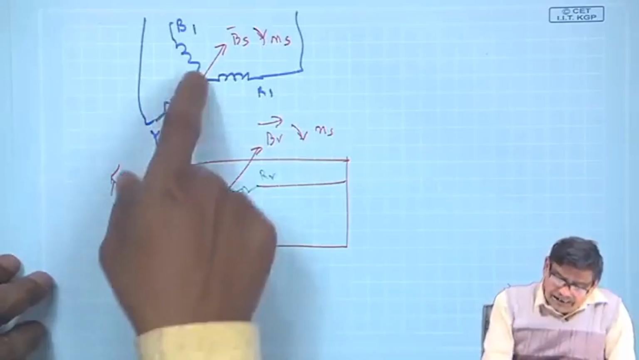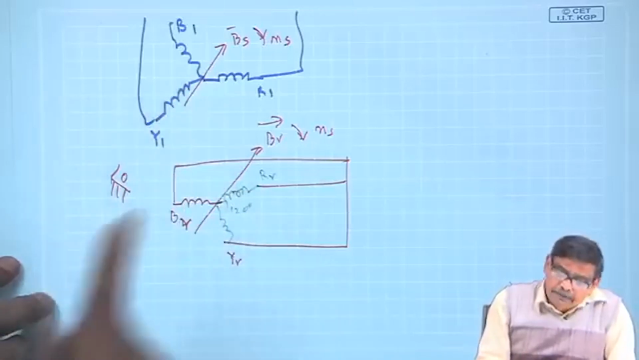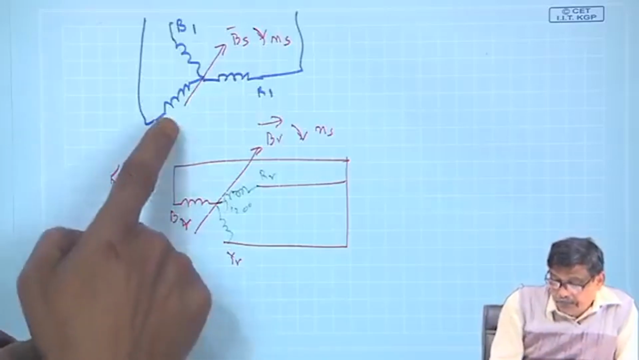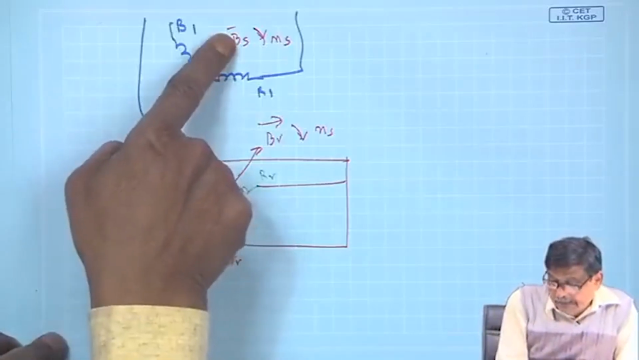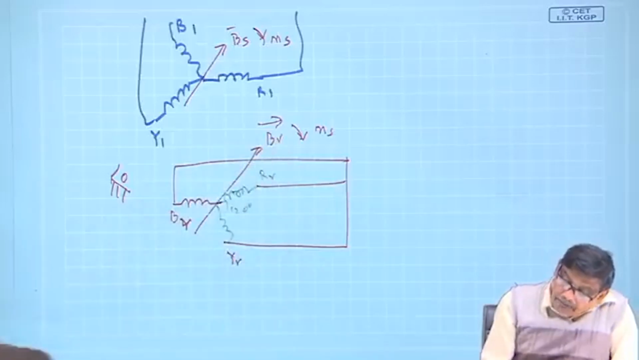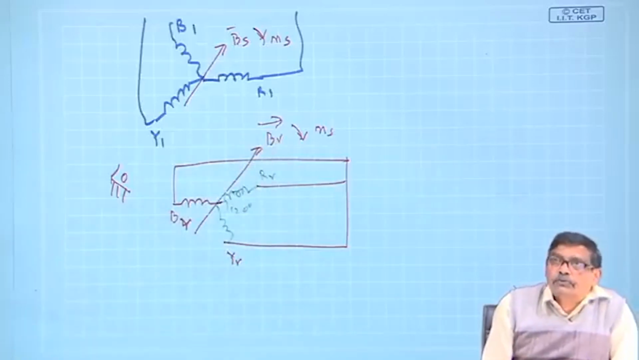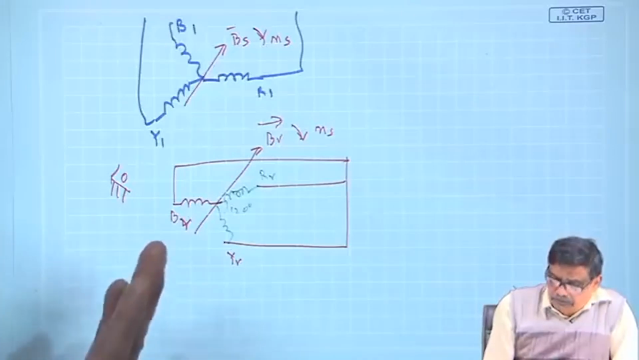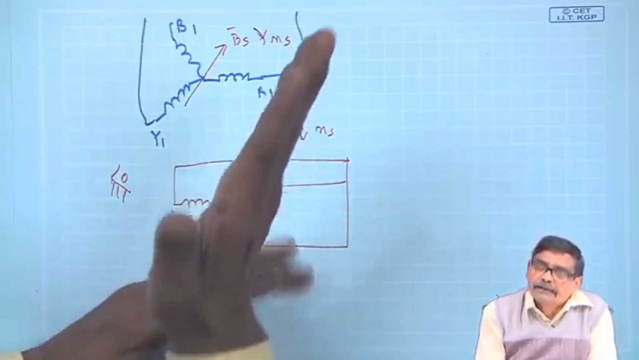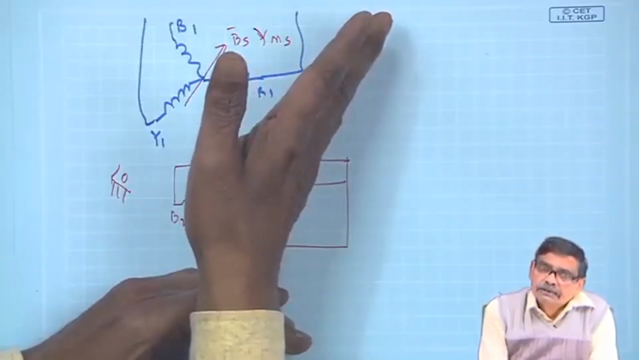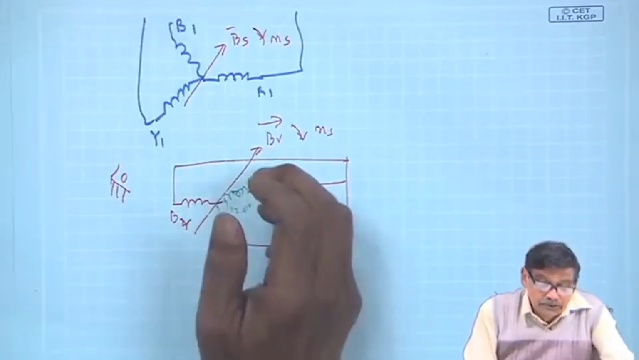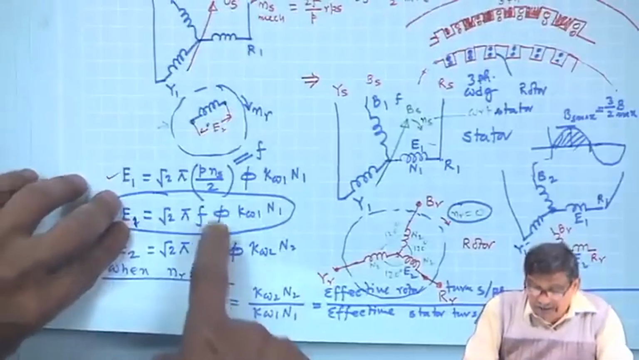Achha, at this point at least you must agree with me that one thing can be done. This BS is there, BR is there. I will take the resultant of these two fields. These two space vectors can be added in space and I will get a resultant field, and with respect to that resultant field I should calculate this flux per pole phi.